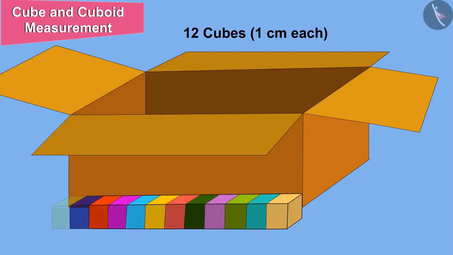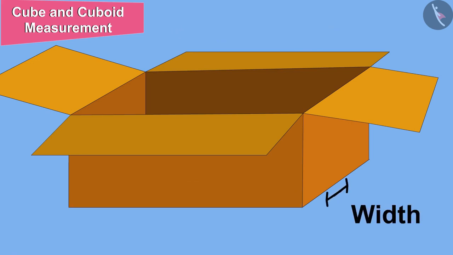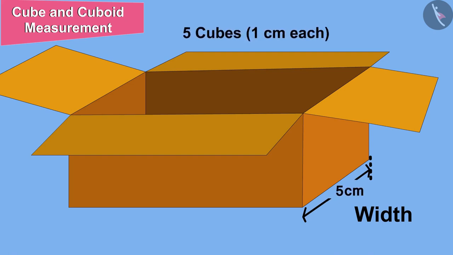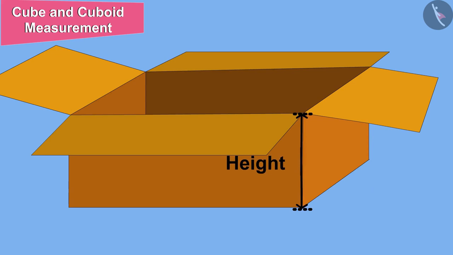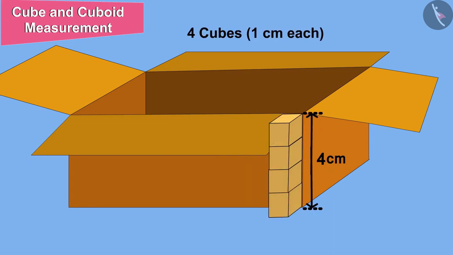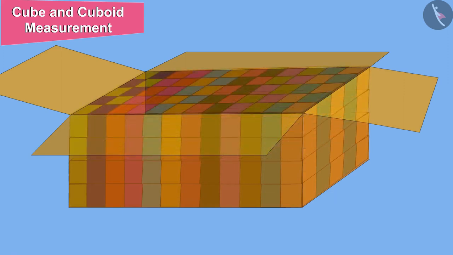There are 12 cubes of dimension 1 centimeter each in the length of the cuboid shaped box. This means that the length of the cuboid shaped box will be equal to 12 cubes of dimension 1 centimeter each. In the same way, the width of a cuboid shaped box is 5 centimeters, which will be equal to 5 cubes of dimension 1 centimeter each, and the height of the cuboid shaped box is 4 centimeters, which will be equal to 4 cubes of dimension 1 centimeter each. This means that this box will have 4 layers made up of cubes of dimension 1 centimeter each.